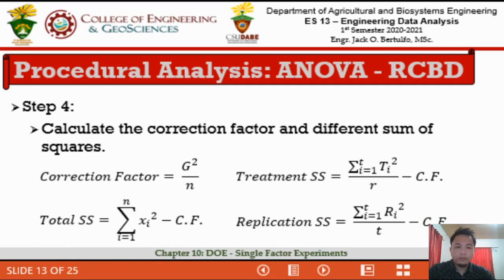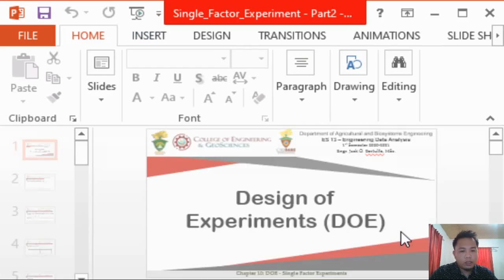Then after that, we need to calculate the correction factor and the sums of squares. We need the correction factor in order to measure the variance of every treatment from its mean. The same formula for total SS and treatment SS as with the CRD. Now for replication, we add the replication sum of squares. Instead of the treatment total, we use the replication total, the totals we got for R1, R2, R3, and R4.